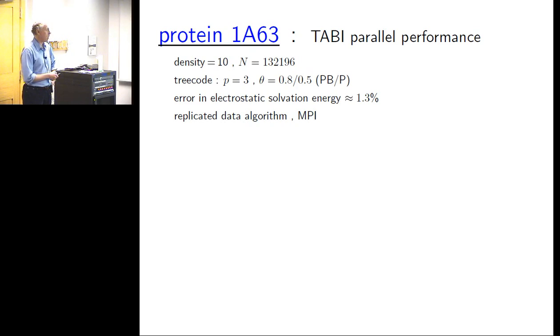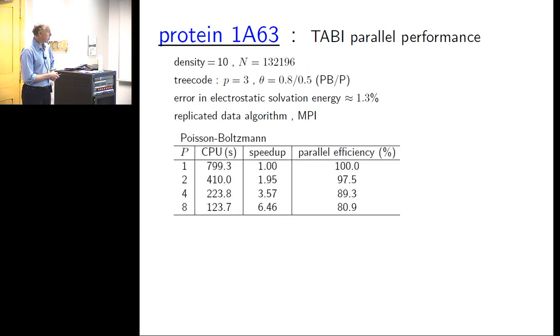We did it in MPI, and these are still pretty modest results because we only used up to 8 processors, and we did achieve good speedup. We had parallel efficiency of 80%. Again, it's a relatively small problem, so we're getting ready to do larger problems and see what we achieved there. This was for the Poisson-Boltzmann equation.